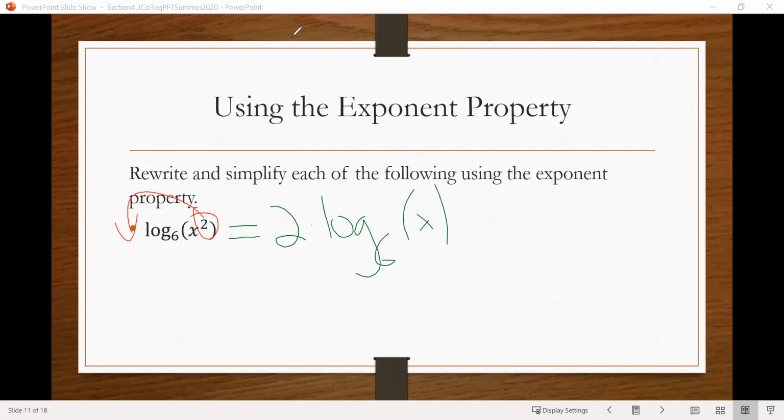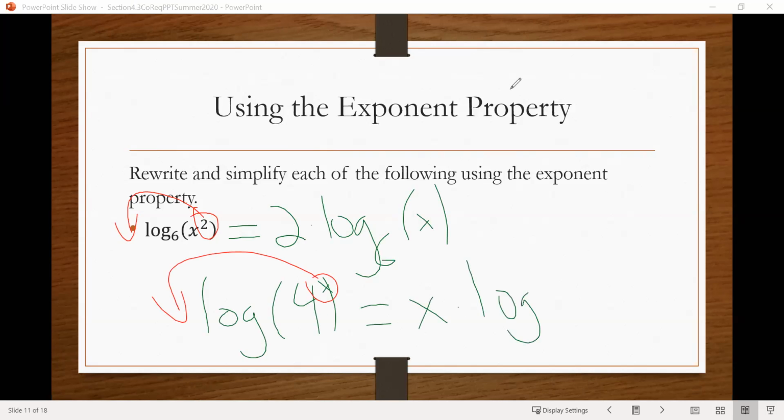Now, why is that helpful? Well, it's going to be helpful for us when we go to solve exponential equations. If we have something like log of 4 to the x, we'll notice we can move the x down to the front, and then what we end up with is something like x times log of 4, and now we've got the x in a place where we can isolate it. So that's why this is useful for us.